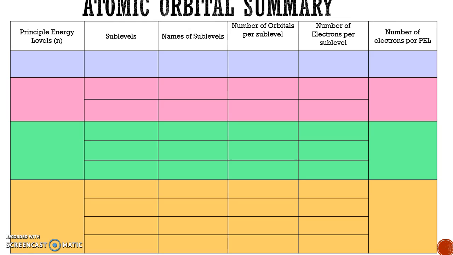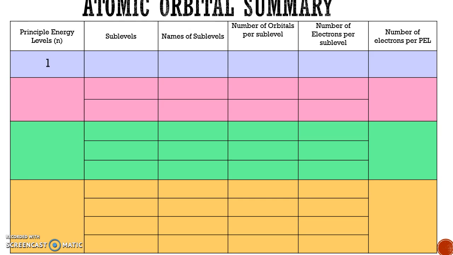So, atomic orbital summary. This is also in your chart, so you need to get out page 217 and fill this in. All right? And if you need to pause the video anytime while I'm filling in this chart kind of quickly, then pause it, catch up, and then play it again.